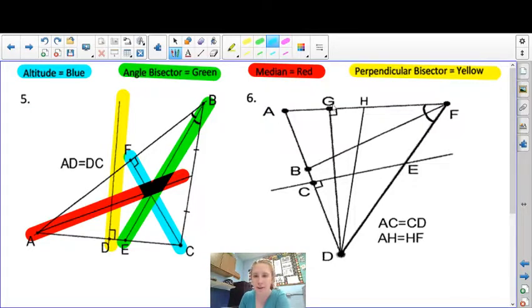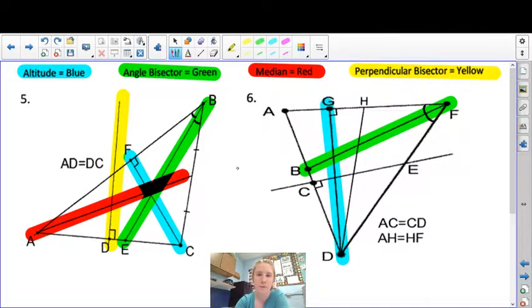Altitude has to create a right angle, so it's either G or C, but it has to come from a vertex, so it has to be this one. Angle bisector cuts an angle in half. Median has to cut a side in half. So it has to be this one because it has to come from an angle. And then my bisector cuts my side in half from one side to another side.